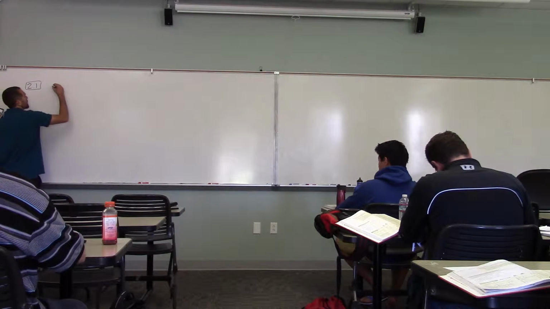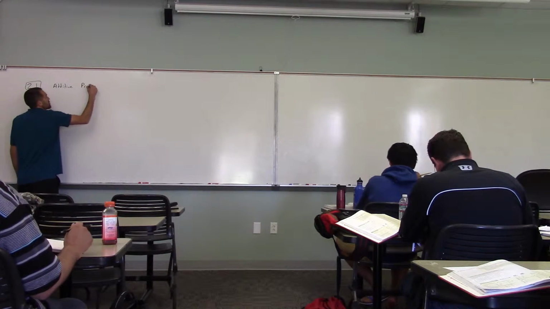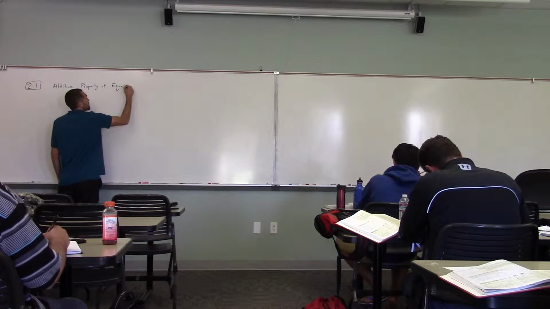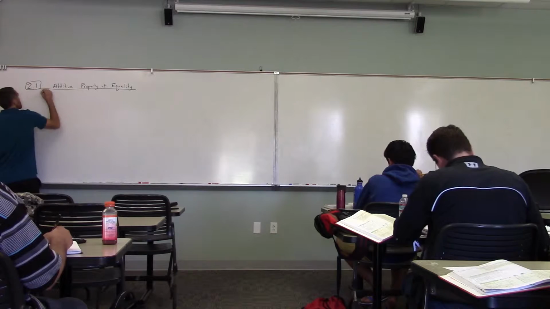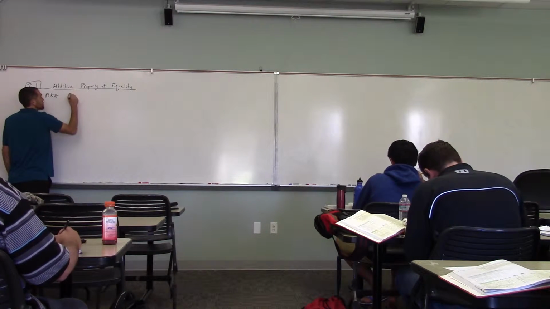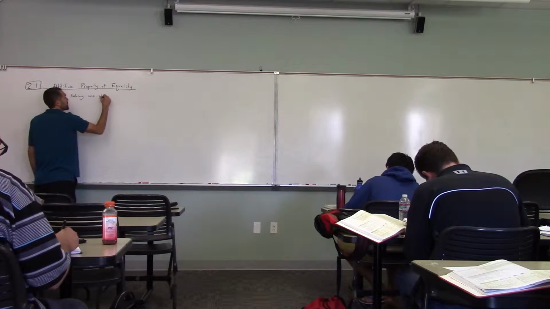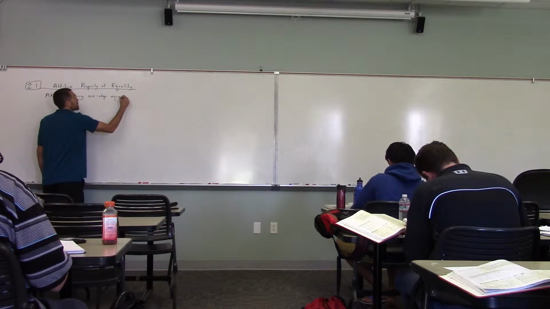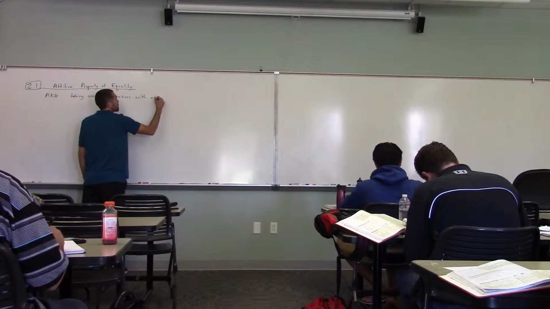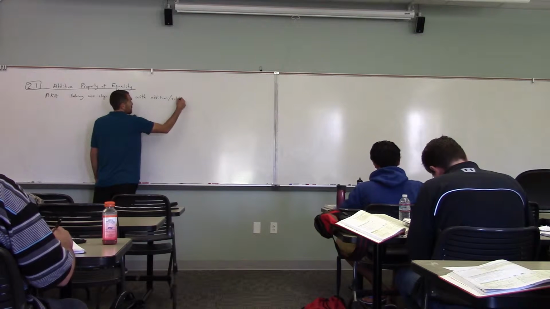Okay, so 2.1 is all about the additive property of equality. You never need to know that phrase in the future. What that really means is solving one-step equations with addition and subtraction. And there'll be multiple steps by the end of the section, but we start with one step.